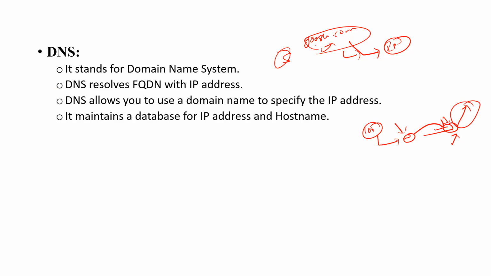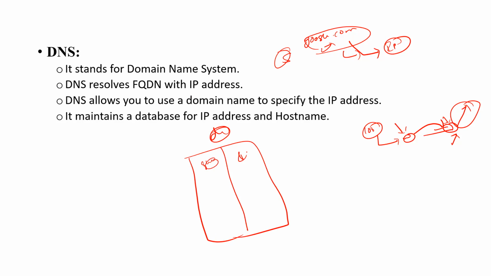In a similar fashion, you are trying to access any website by using the name. Internally it will be converted to an IP address. So we can say DNS is a kind of table or data. It consists of the data regarding the domain name and IP address. Domain name is nothing but the URL you are trying to access, and its IP address. So it maintains the database for IP address and host name.